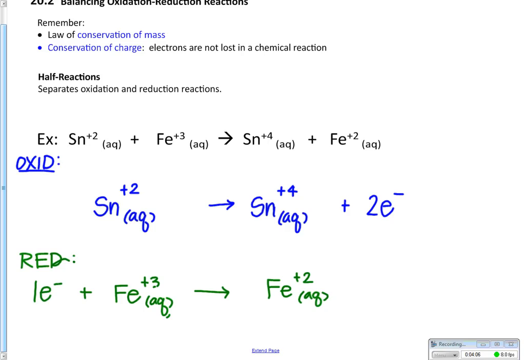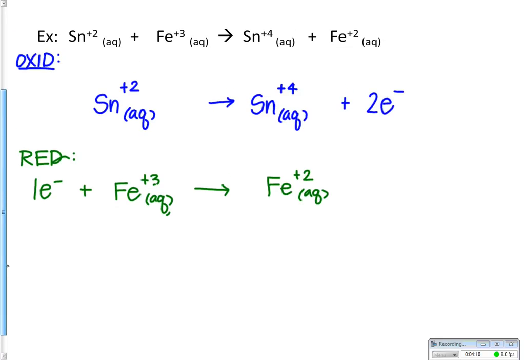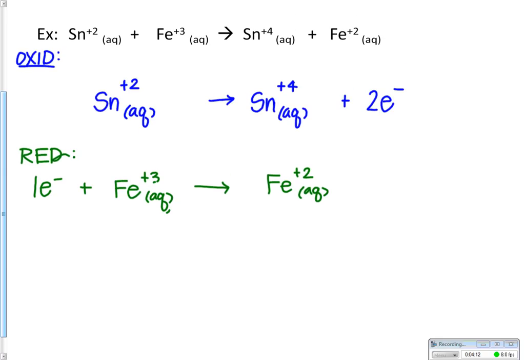Okay? So I've balanced each individual half reaction, but I still need to recombine them to get an overall reaction like I have up in black above. So the problem is that in a final balanced reaction, I cannot have any electrons gained or lost. So if you look at your green reaction, you're gaining 1 electron. But in the blue reaction, you are losing 2 electrons.